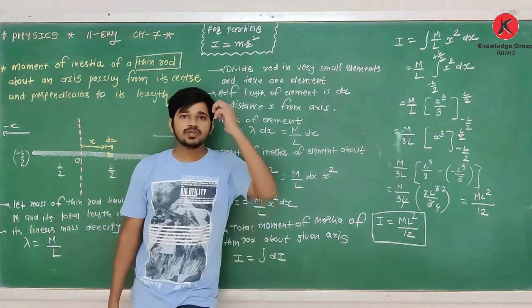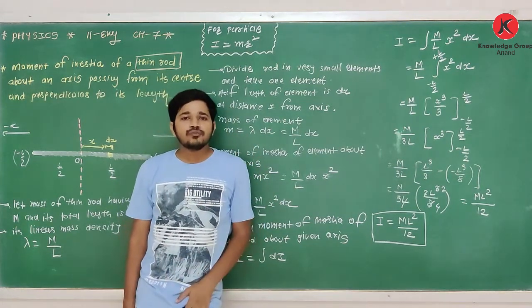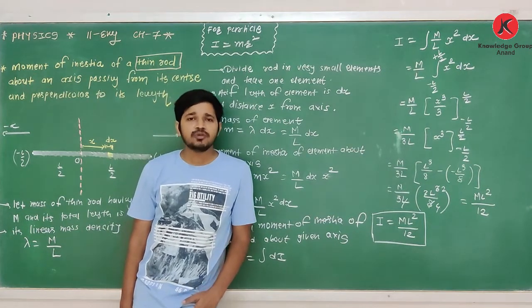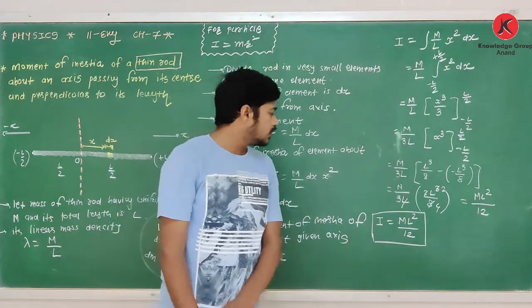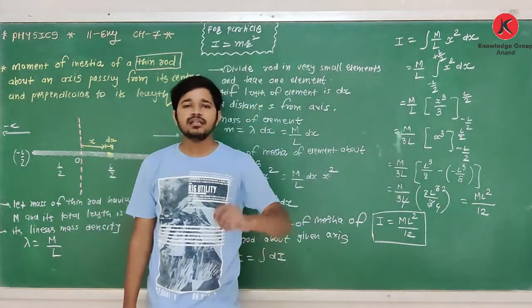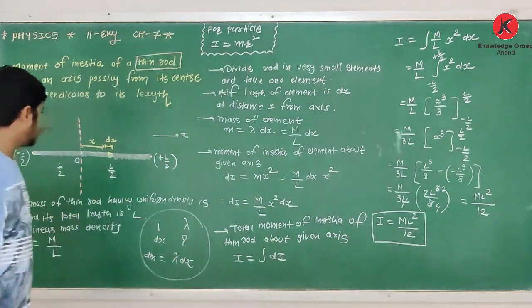If you are given a thin rod of mass m, length L, then what is the moment of inertia about an axis passing through its center and perpendicular to its length? I is equal to m L square by 12. Clear about this? Again, repeating the theory.